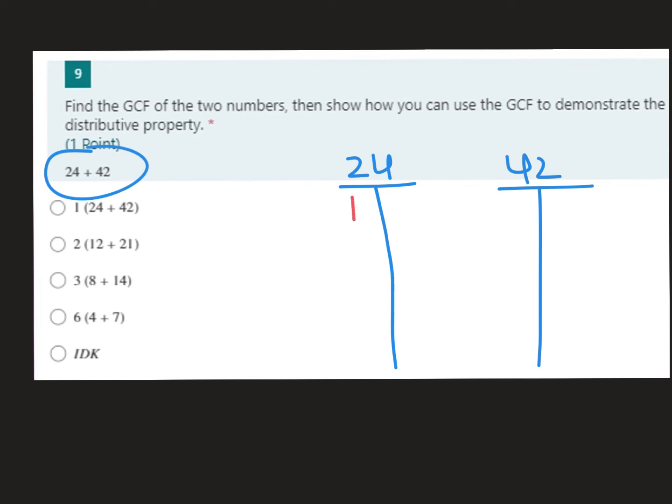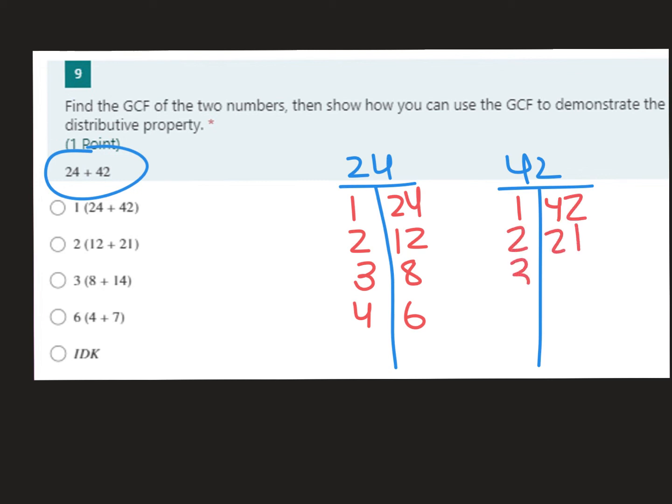So for 24, 1 and 24, 2 and 12, 3 and 8, 4 and 6. For 42, 1 and 42, 2 and 21, 3 and 14, 6 and 7. So looking at this, my GCF is the number 6. It's the number 6.